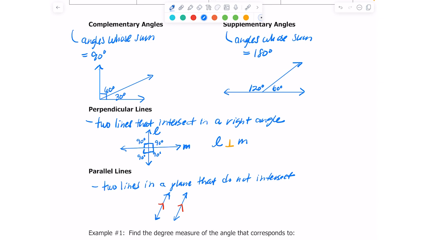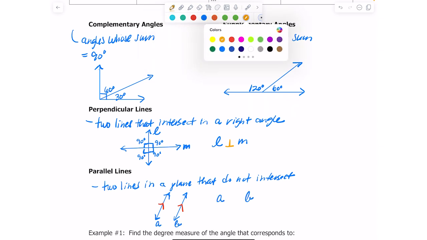And then let's call this one maybe A and B. So if I want to say A is parallel to B, the symbol for parallel looks like two parallel lines. So that just says line A is parallel to line B.